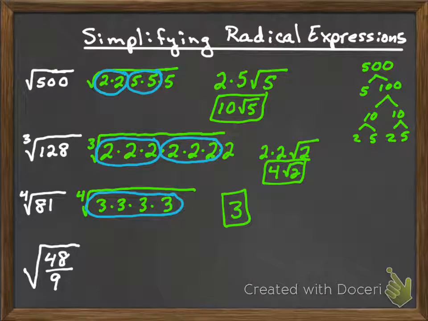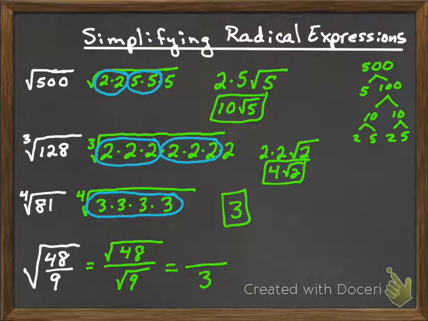All right, the next one, we have a fraction. With this, you can separate this into the square root of 48 over the square root of 9. These two things are equivalent to each other. Now your denominator, the square root of 9, that comes out evenly to be 3. All right, so now let's look at the square root of 48. All right, so square root of 48, that's 2 times 24. 24 is 2 times 12. 12 is 2 times 6. 6 is 2 times 3.